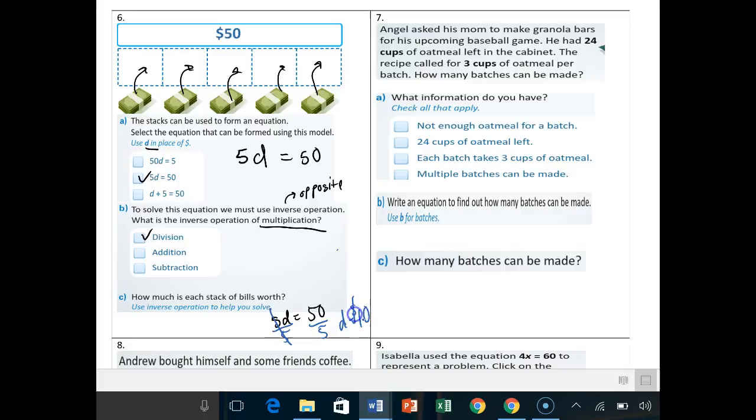So each stack here was $10, and that makes sense. 10, 20, 30, 40, 50. That's how that added up to 50. I'd pause and do number 6 if I were you.